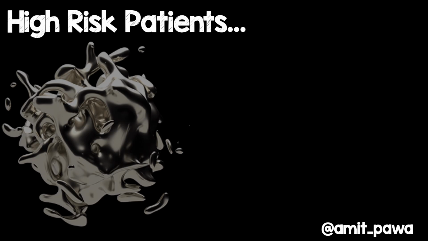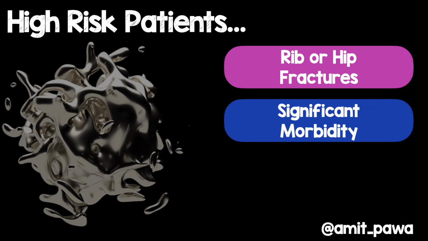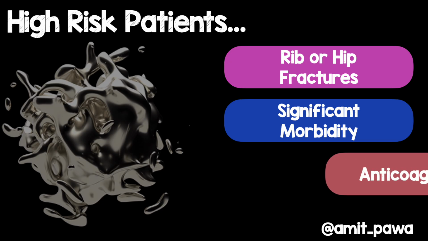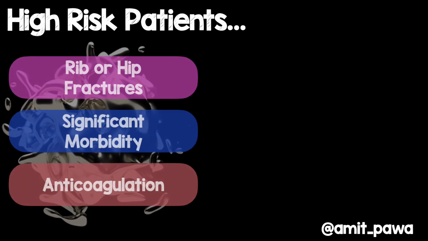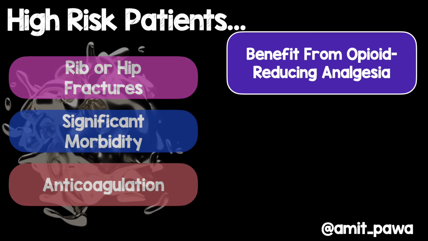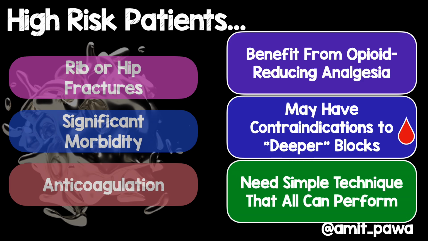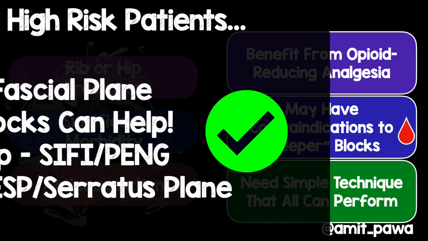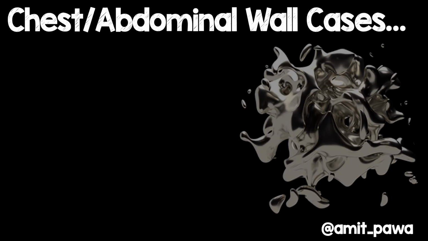So certainly, if fascial plane blocks allow you to do all of these things, they're increasing patients' access to regional anaesthesia. If you think about some high-risk patients, what about rib or hip fracture patients? They often have significant morbidity associated with these pathologies, but many of them are on anticoagulants. Certainly, they benefit from opioid-reducing analgesia, but many of them have contraindications to deeper blocks, such as a thoracic epidural. So we need a simple technique that all can perform. And that's where, for hip surgery, you can perform a suprainguinal fascia iliaca block or a PENG block. And for rib fractures, you can perform ESP or serratus plane. So that has a potential role.